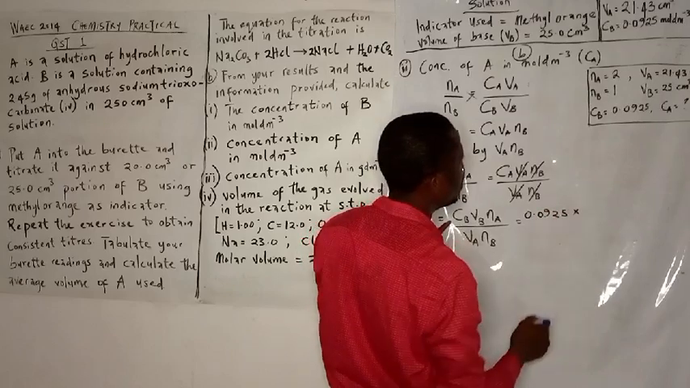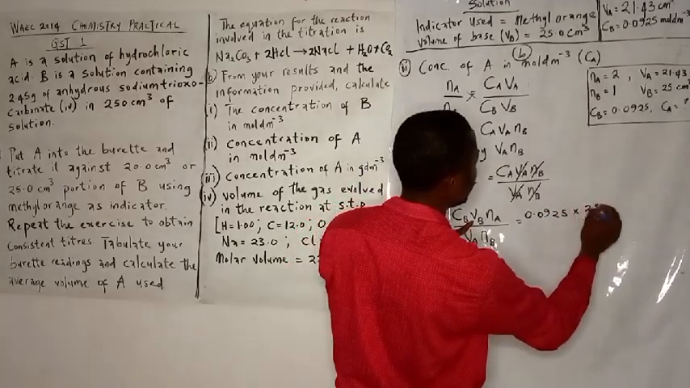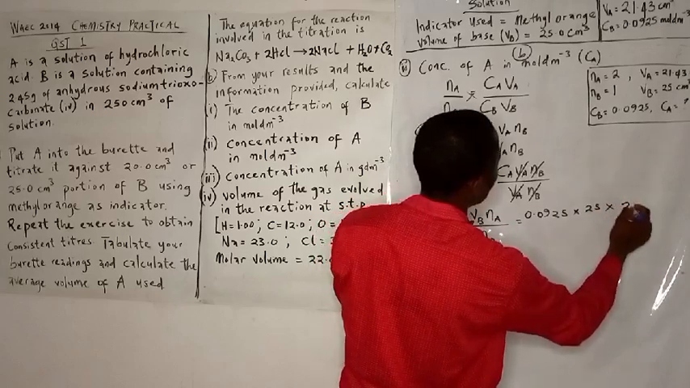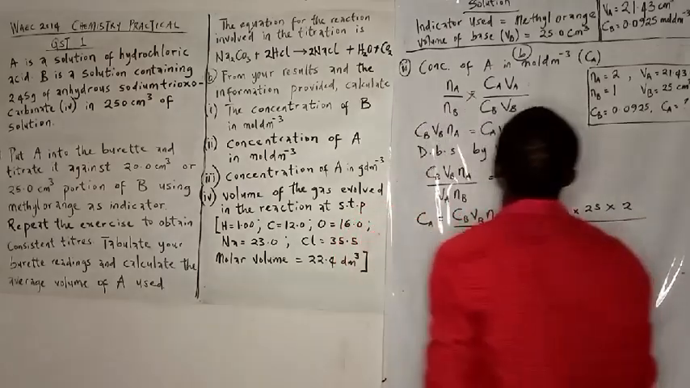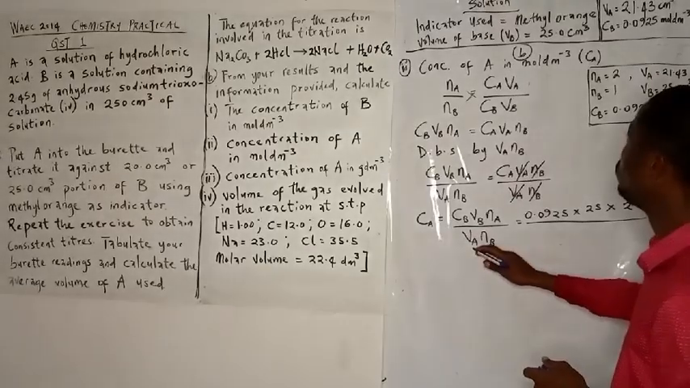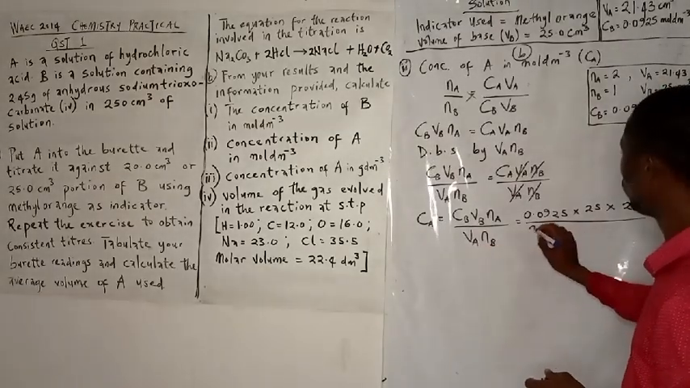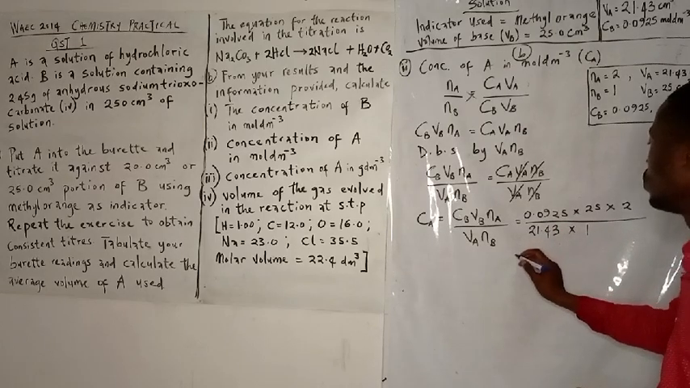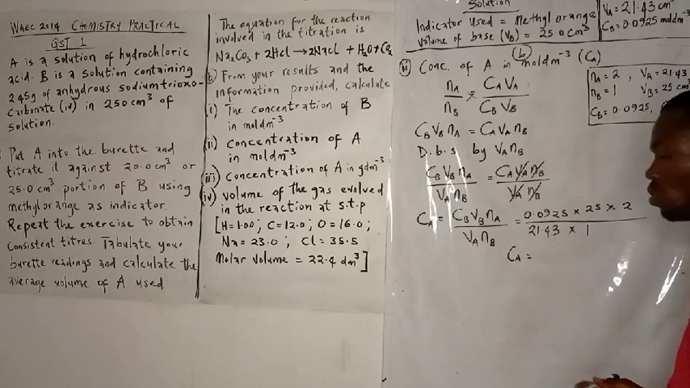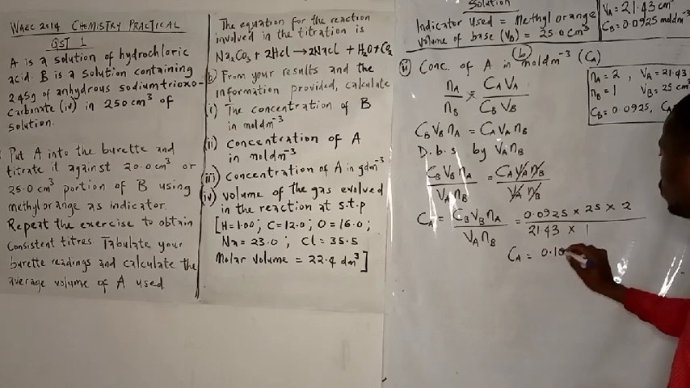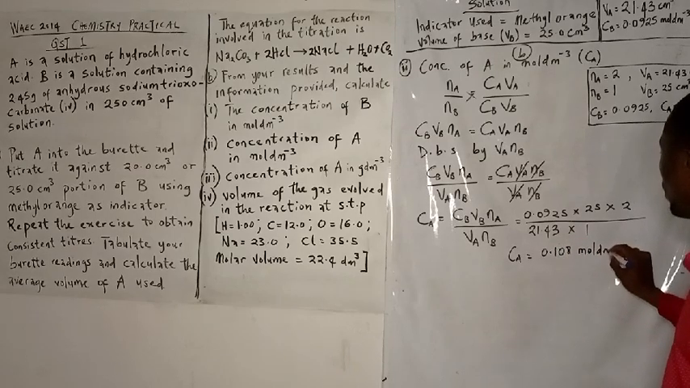So if we are substituting, our Cb is 0.0925 mole per dm cube times our Vb is 25 cm cube times our Na is 2 all over, that's the number of moles of acid is 2 all over, our Va is 21.43 times our Nb is 1. So if we substitute correctly, we are going to get that our Ca will be equal to 0.108 mole per dm cube.